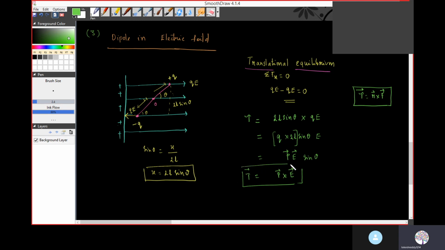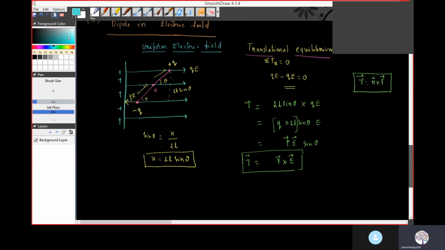That is equal to P sine theta. This is a dipole in a uniform electric field. Torque is equal to P cross E.